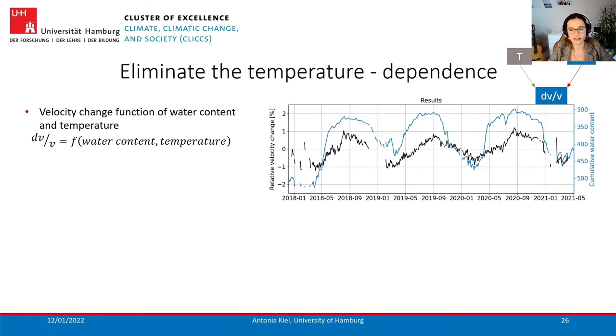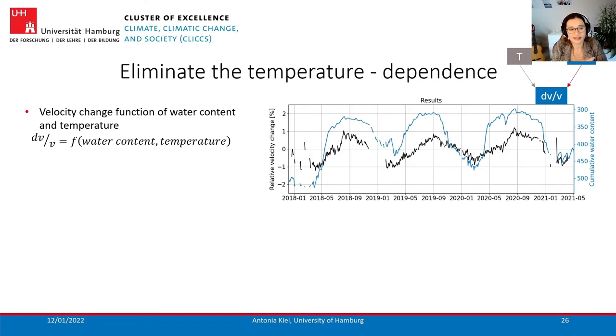And what we see right here is that the relative velocity change shows some seasonal changes. However, there are two problems. First of all, we of course still have the effects of the temperature, which also show a seasonal variation. And next up, we are interested not only in seasonal variations, but we want to be on much higher time resolution, so really looking at, for example, daily variations of the water content using our seismic recordings. So we can't use our data as it is right now.